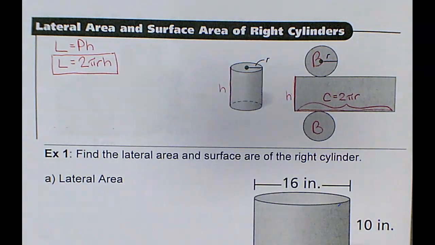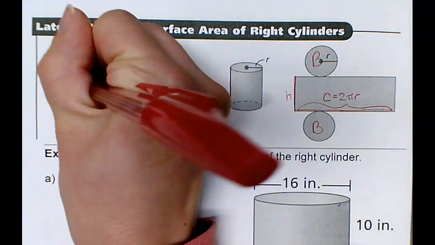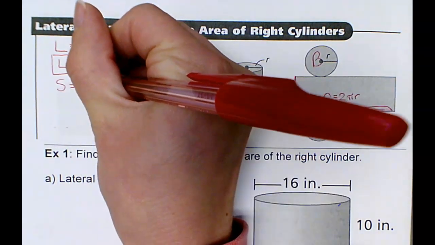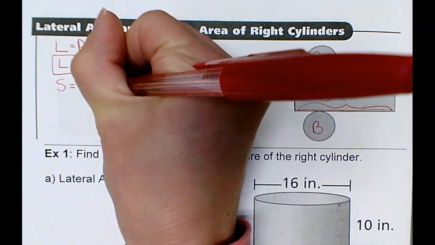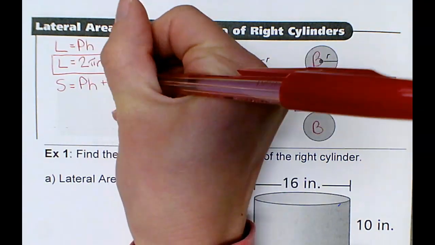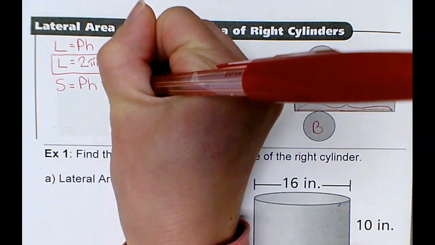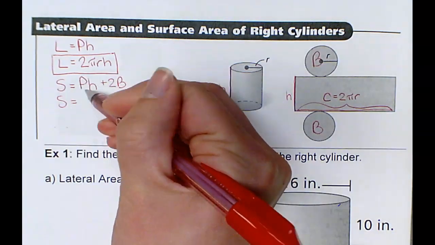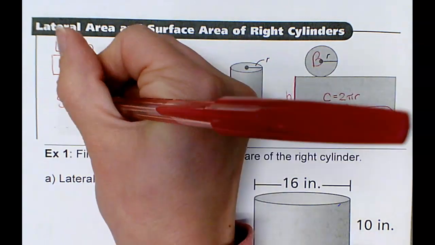Now let's talk about the surface area. The formula for the surface area of a prism is the perimeter of the base times the height of the figure plus 2 times the area of the base. Now we already have this right here. This is the lateral area.